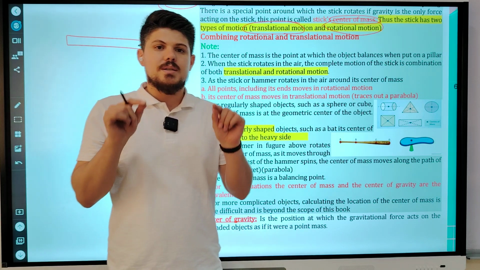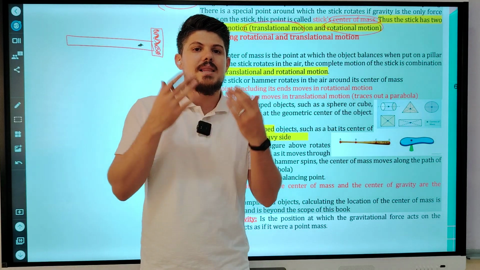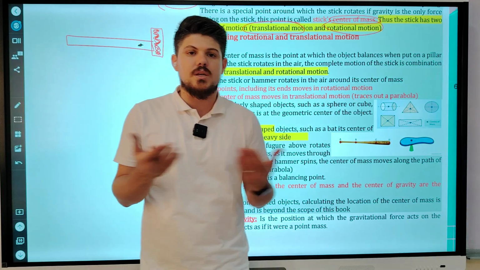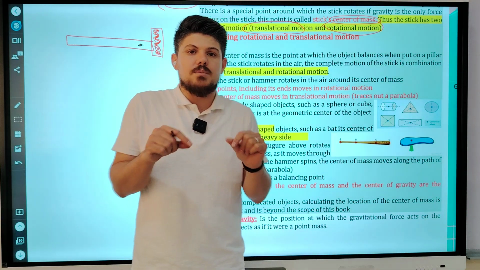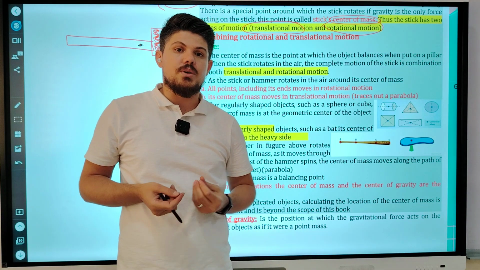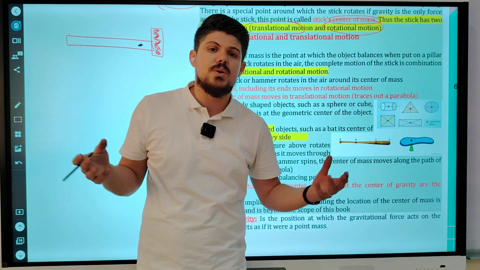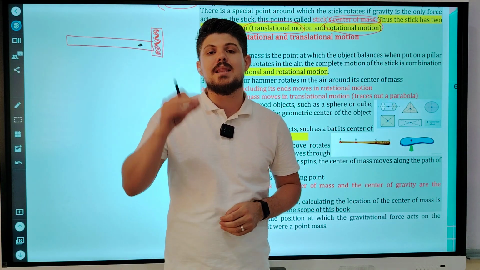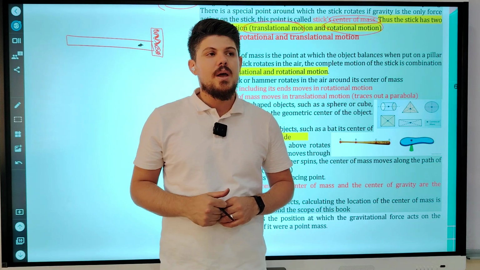For a regular shape, the center of mass is located at the middle of the object, such as a meter stick. The meter stick's balancing point is located at 50 centimeters. For any other regular shape, such as an ice cube, its center of mass is located exactly at the middle.